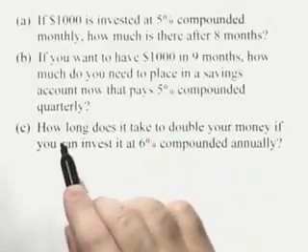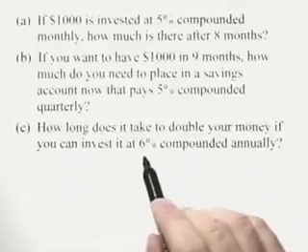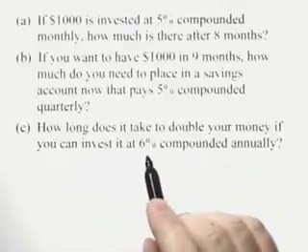And in Part C, we want to determine how long it takes to double our money if we invested at 6% compounded annually.